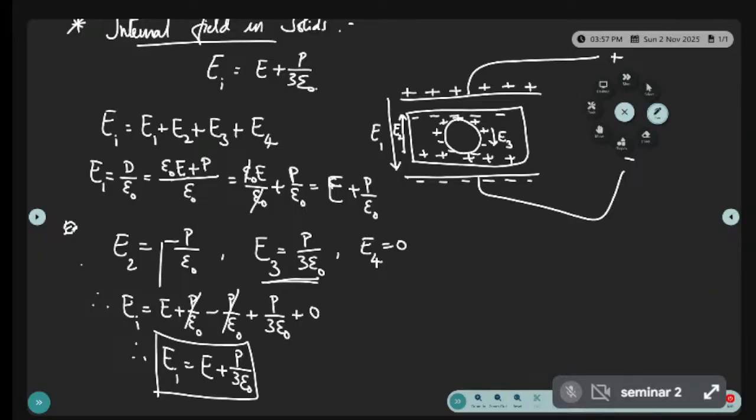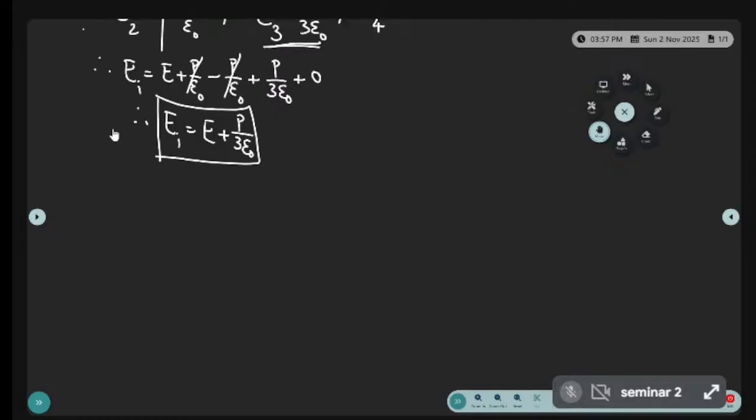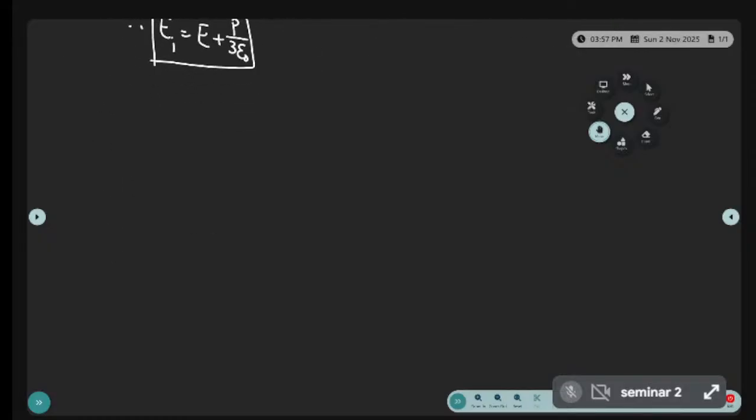So this is what? The internal field in a solid, according to which method? According to the Lorentz method. Right. Next, one more topic that we are going to see.